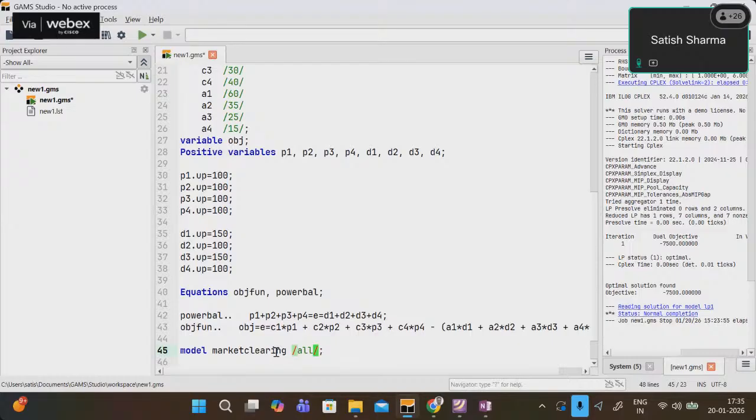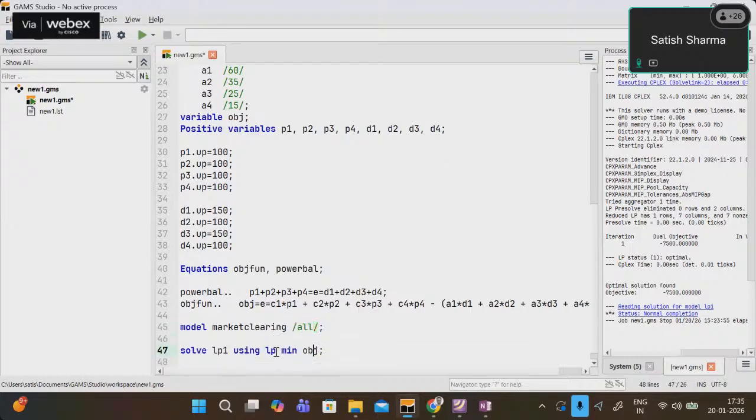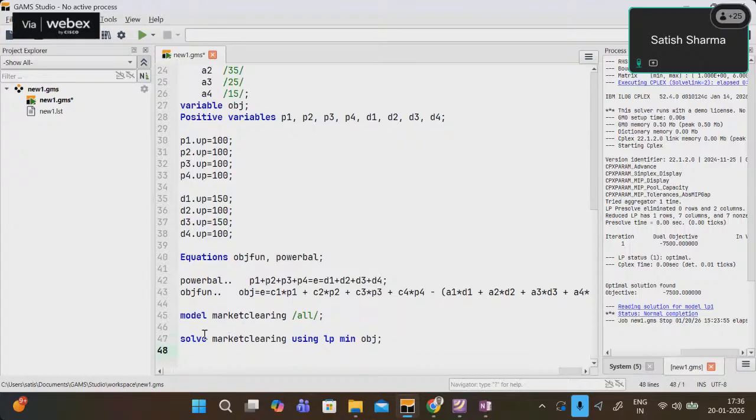I have only two equations here, so I have written all. Then I have written solve, and what needs to be solved: the problem market clearing. What is the method? Linear programming, using LP. I can write minimizing in full, or you can use the short form, like min and max. So I am basically minimizing the value obj. And then simply press the run button.